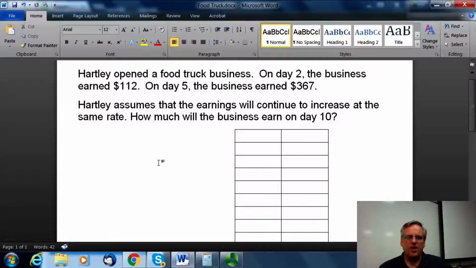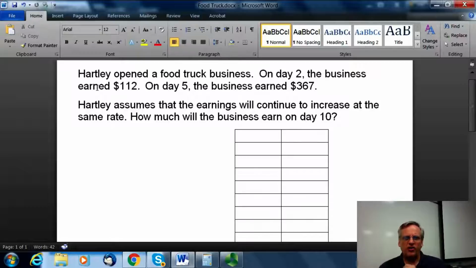So let's read it. And it said, Hartley, interesting name, opened a food truck business. You ever eaten at a food truck? I have. They're usually pretty good. But anyway, so he opened a food truck business. Now, this is a WIOA-friendly problem here. So let's see, on day 2, it says the business earned $112. On day 5, the business earned $367. So it looks like he's doing pretty well. Business is increasing and increasing and increasing.